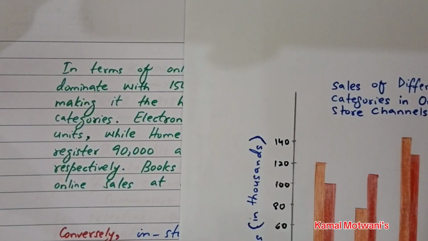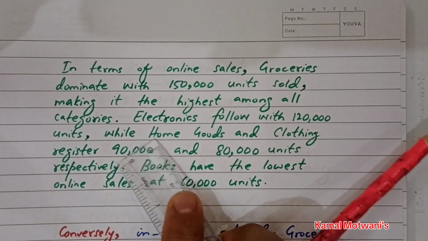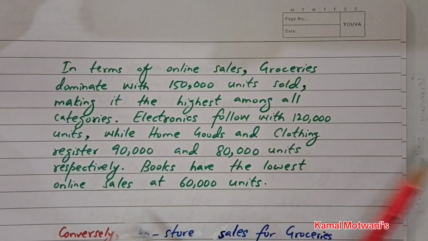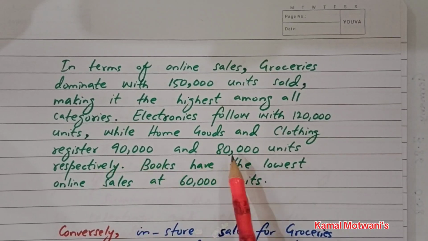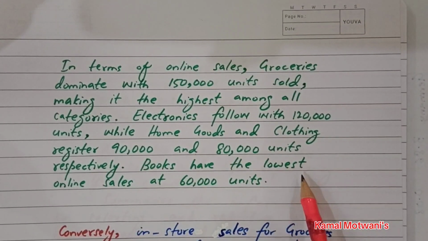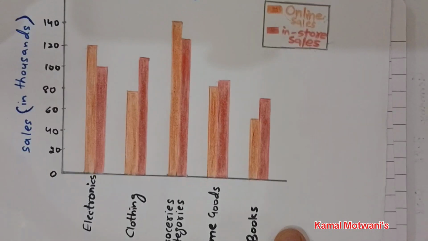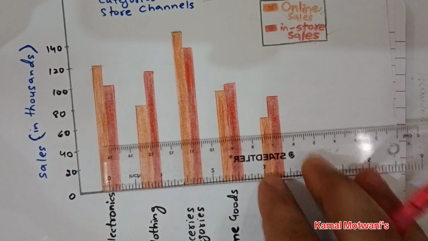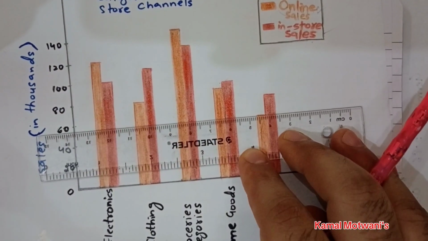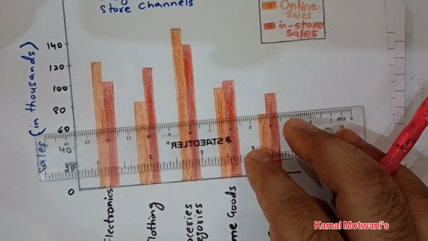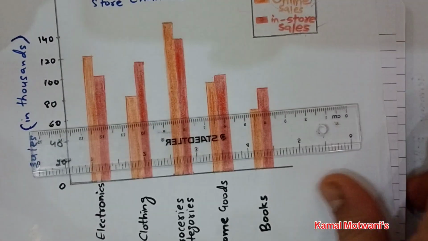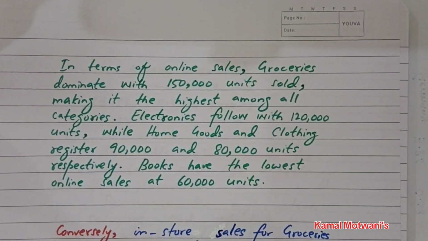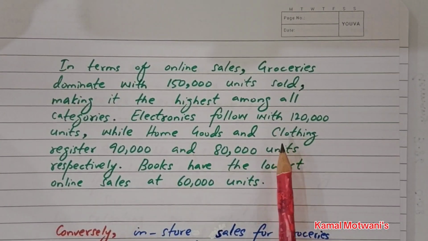Okay. Then, while home goods and clothing units register 90,000 and 80,000 units respectively. Books have the lowest online sales at 60,000. These are the books, which have the lowest online sales, and this is 60,000. Okay, this is all the information we have to write pertaining to online sales in this paragraph.